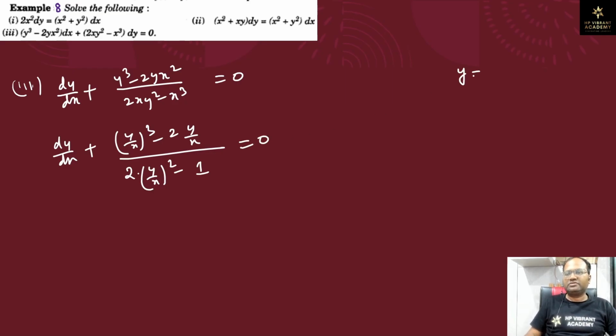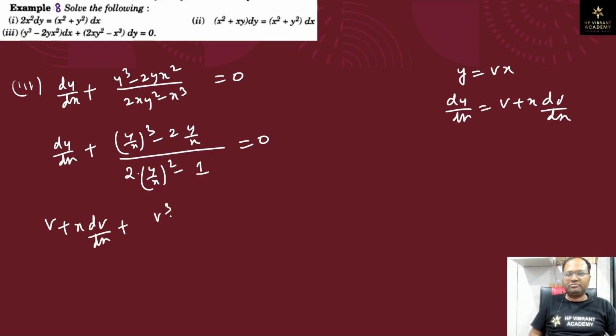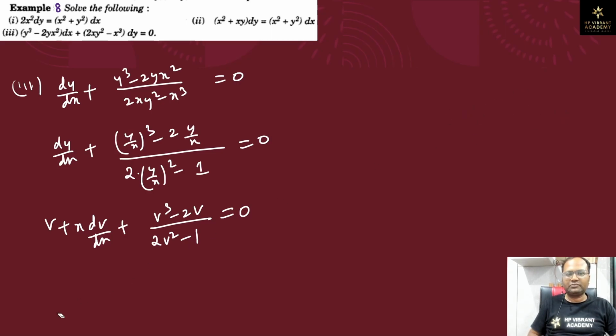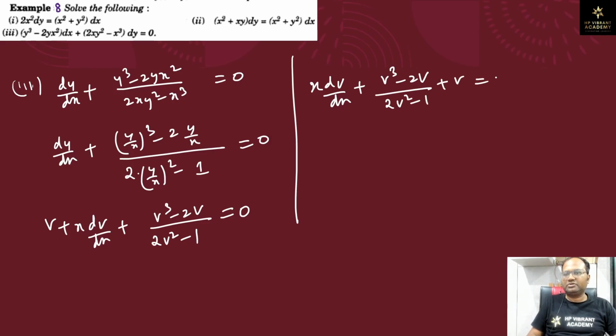Let us take y is equal to v times x. So we have dy upon dx is equal to v plus x dv upon dx. So v plus x dv upon dx plus (v cube minus 2v) upon (2v square minus 1) is equal to 0. Let us further simplify this. So we have x dv upon dx plus (v cube minus 2v) upon (2v square minus 1) plus v is equal to 0.